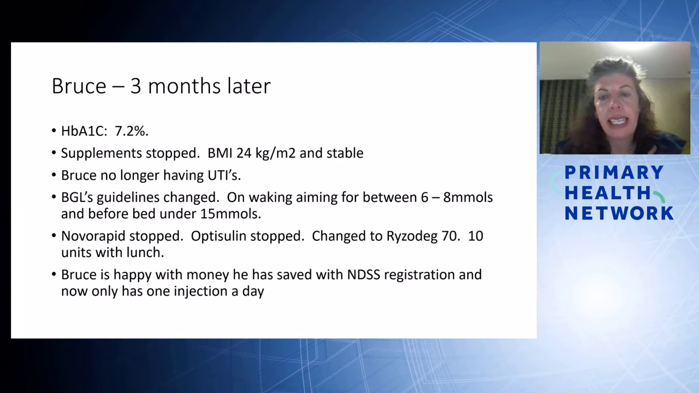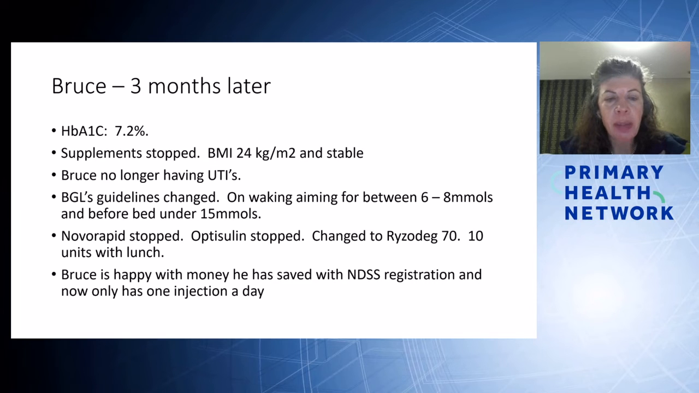3 months later, his HbA1c is now 7.2, so still in a healthy range for an 85-year-old. Supplements have been stopped because his BMI is 24 and is stable. If his BMI reduced, then supplements, of course, would be restarted. Bruce is no longer having any UTIs. His BGL guidelines were changed, so now on waking, aiming for between 6 and 8, and before bed under 15.